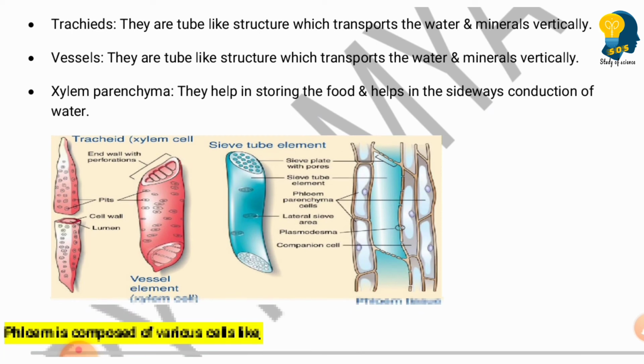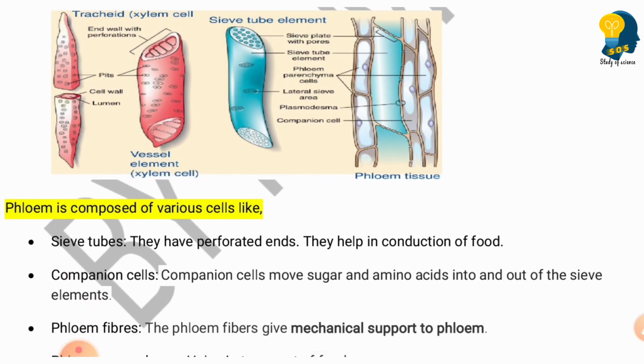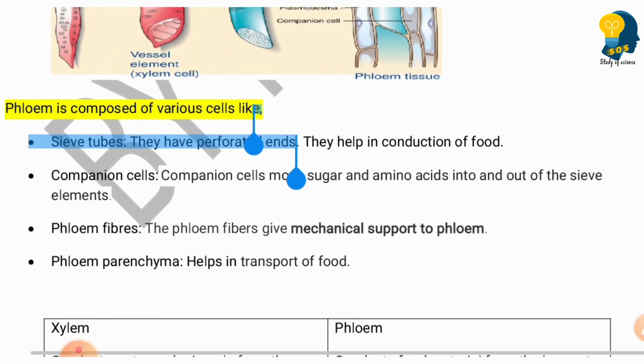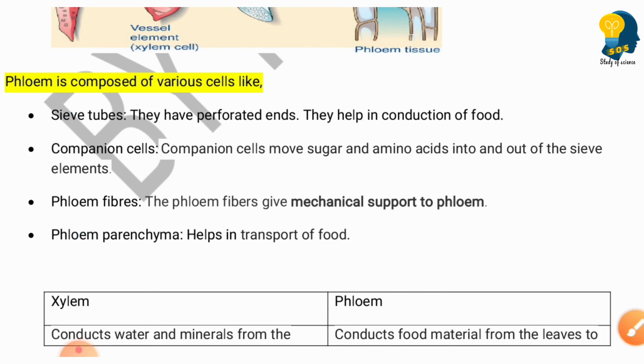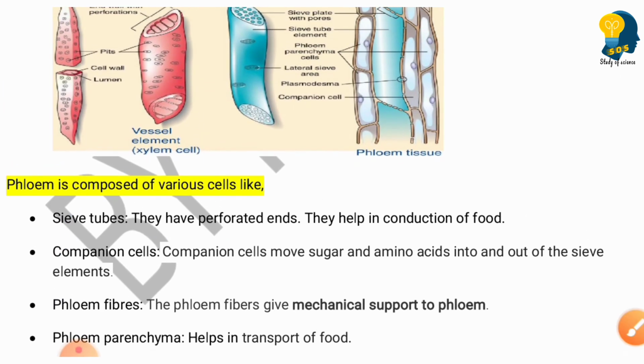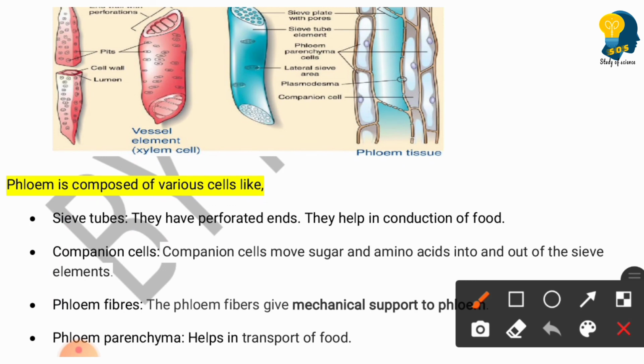So now let us talk about the different cells which the phloem is composed of. The phloem is composed of sieve tubes, companion cells, phloem fibers and phloem parenchyma. Clear? The sieve tubes have the perforated ends. You have observed this image, right? They have the perforations and they also help in the conduction of food.